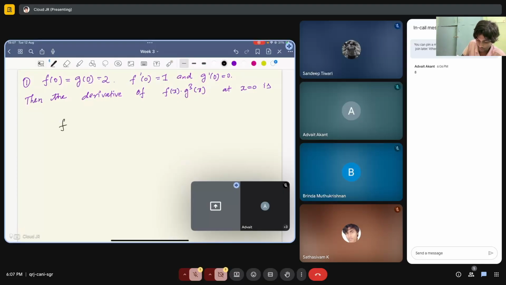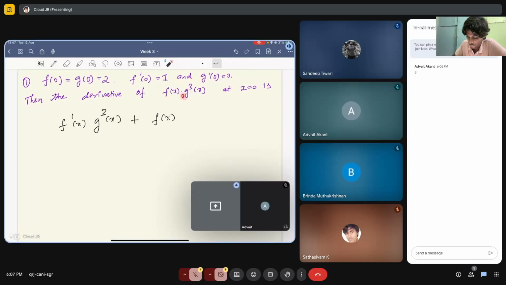So this is nothing but f prime of x times g cube of x plus. Now you keep the f of x and then take the derivative of g cube.